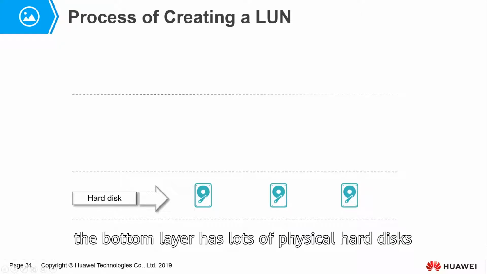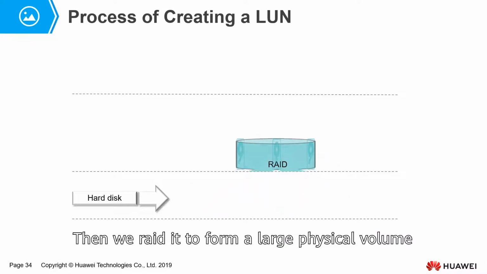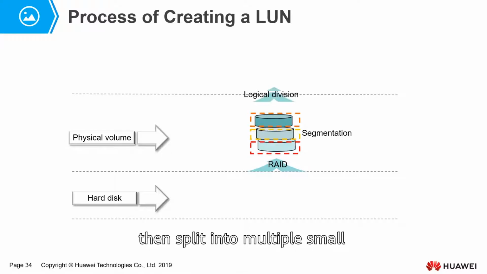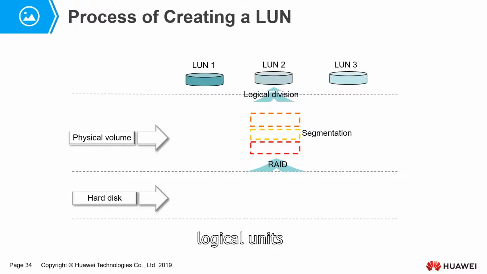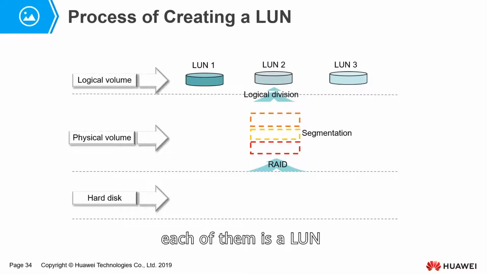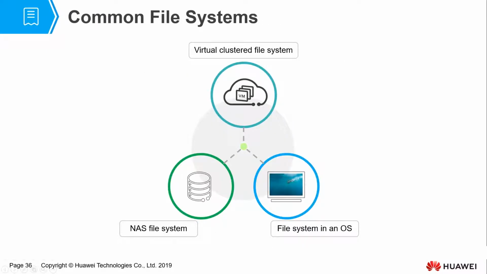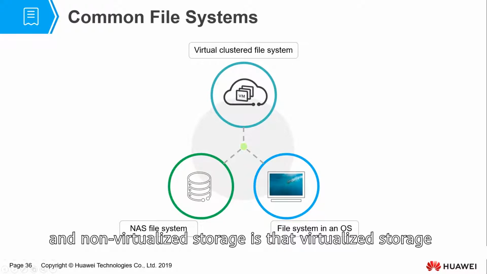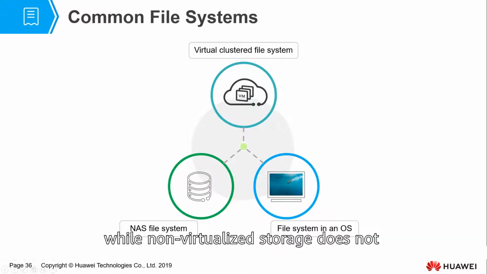First of all, the bottom layer has lots of physical hard disks. Then we RAID them to form a large physical volume. The physical volume is then split into multiple small logical units. Each of them is a LUN. As we said earlier, the biggest difference between virtualized and non-virtualized storage is that virtualized storage has a file system, while non-virtualized storage does not.